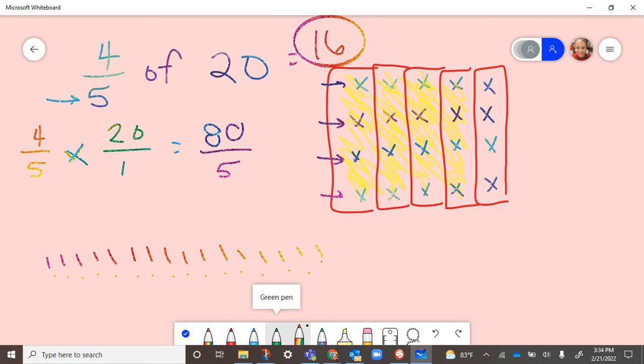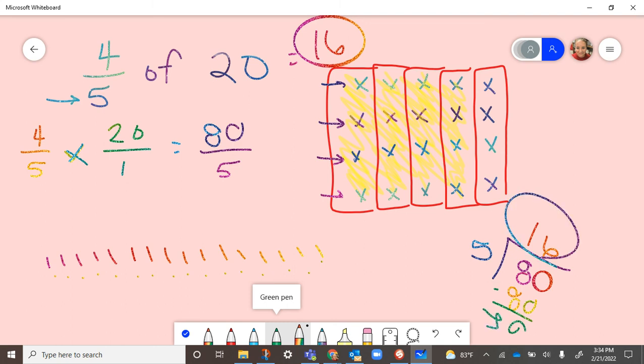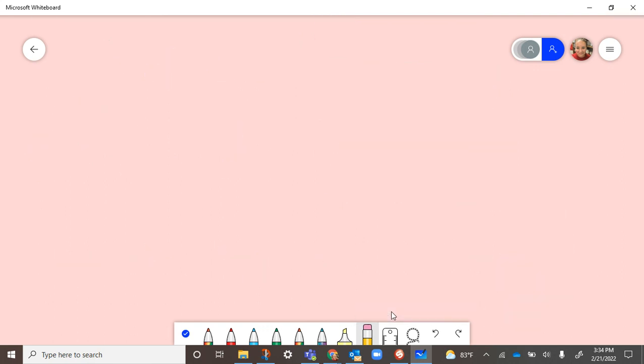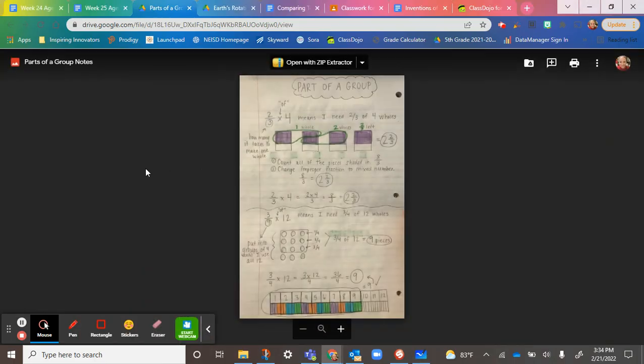If I were to divide that out, it goes in perfectly 16 times with no remainder. So since there's no remainder, it's just 16 wholes. It goes in there perfectly. No leftovers. All right, so that is how we multiply, starting with a fraction and multiplying that fraction with a whole number. So hope that helps.